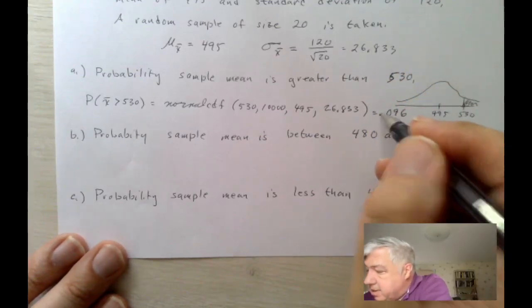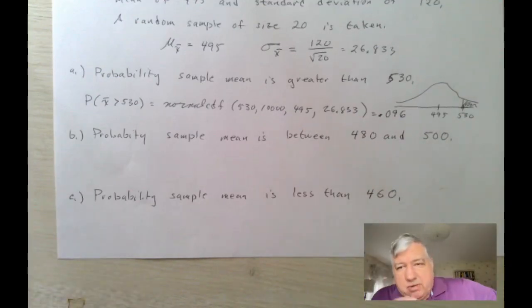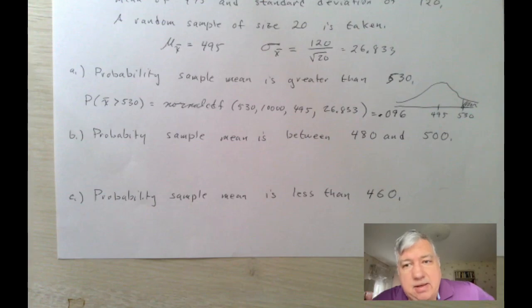Now we're going to notice that this doesn't say that 9.6% of all the scores are above 530. That is not the case at all. What we're saying is that 9.6% of the sample means would be above this value.